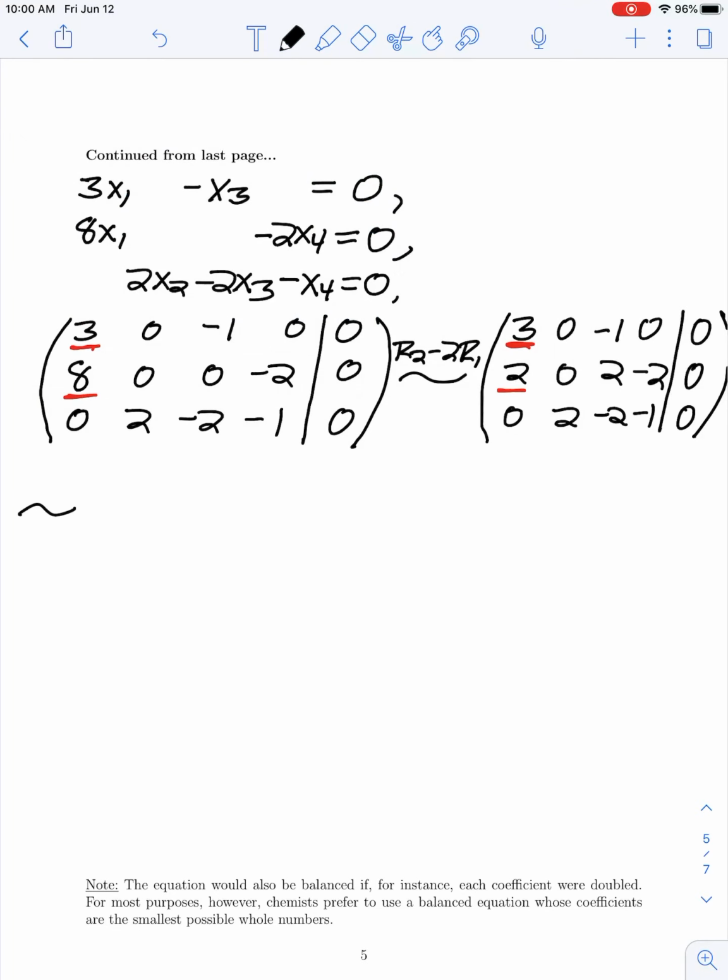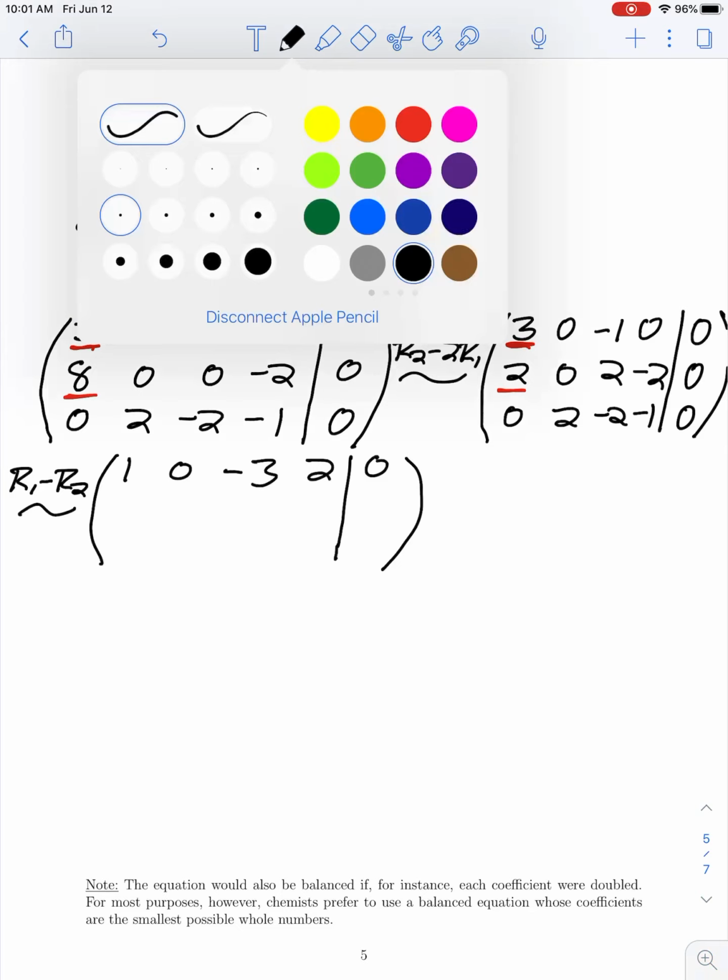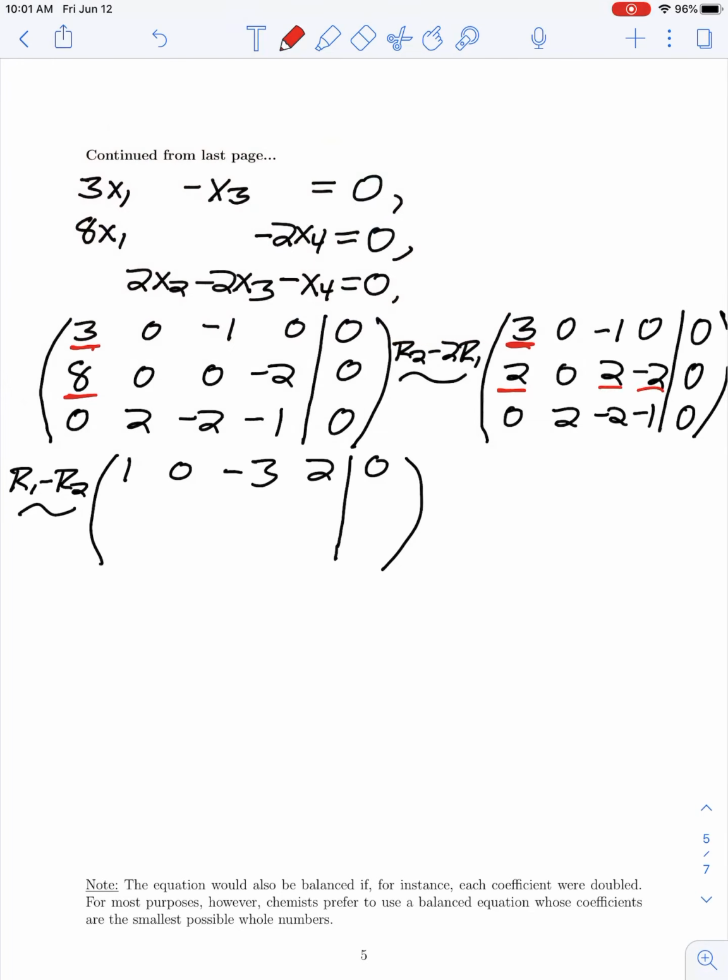So in my next step, I'm going to take row 1 and subtract row 2 from it, which would give me 1, 0, negative 3, 2, and 0. In this same step, I noticed that every entry in my second row is a multiple of 2. So to simplify a little bit there, I could take half of my second row. If I take half of row 2, I have 1, 0, 1, negative 1, 0. My third row, I'm going to leave alone for right now. I've got 0, 2, negative 2, negative 1, and 0.